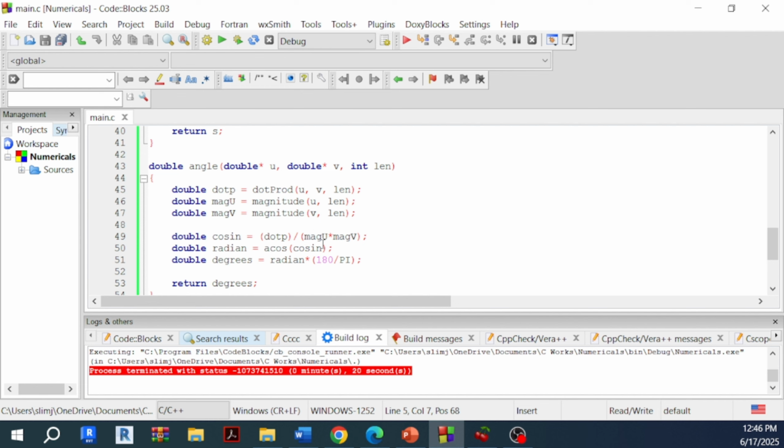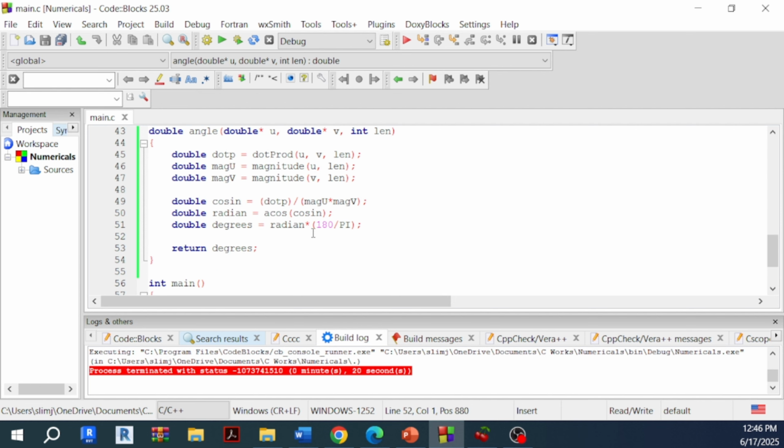the magnitude or length of u times the magnitude of v. The radian angle is equal to the arccosine, or cosine to the power of -1, of the actual cosine value, and degrees is equal to the radian value multiplied by 180 divided by pi, which is a constant double that has been declared, and finally return degrees.